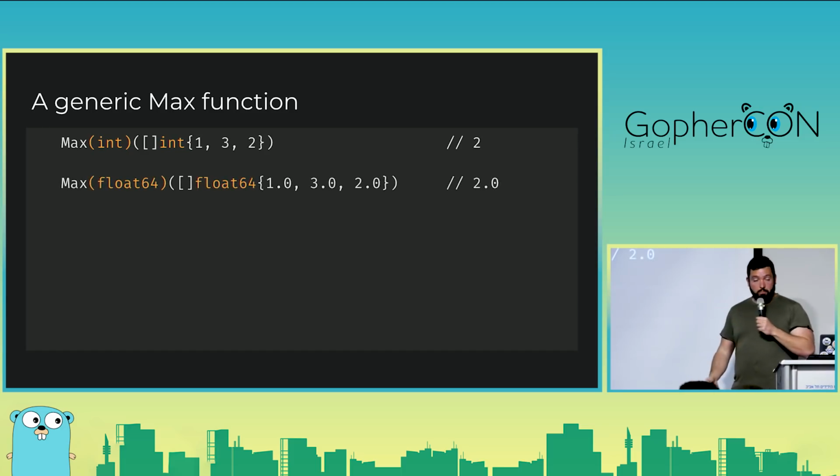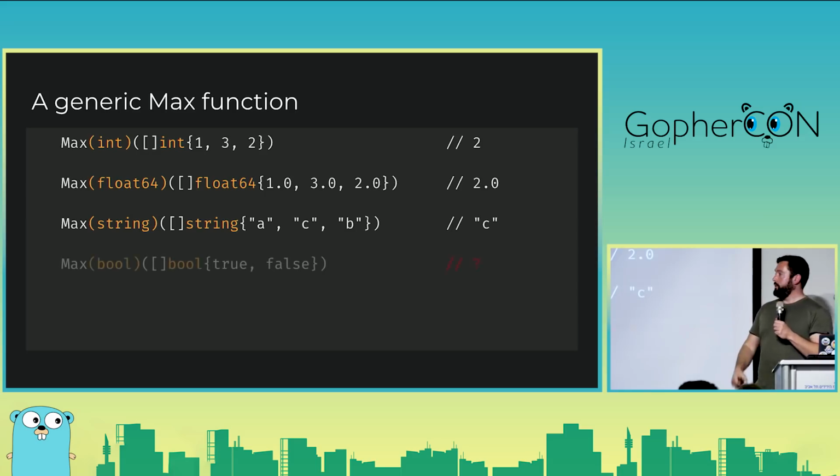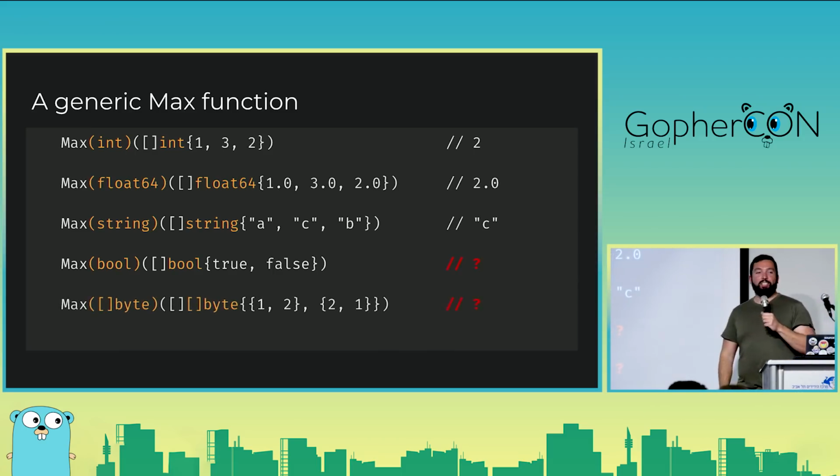If I call it with floats, this will work. Great. If I call it with strings, works. Great. If I call it with booleans, is true bigger than false? Maybe. If I call it with a slice of bytes, I'm out of luck. You cannot compare them. So now it's broken, right?